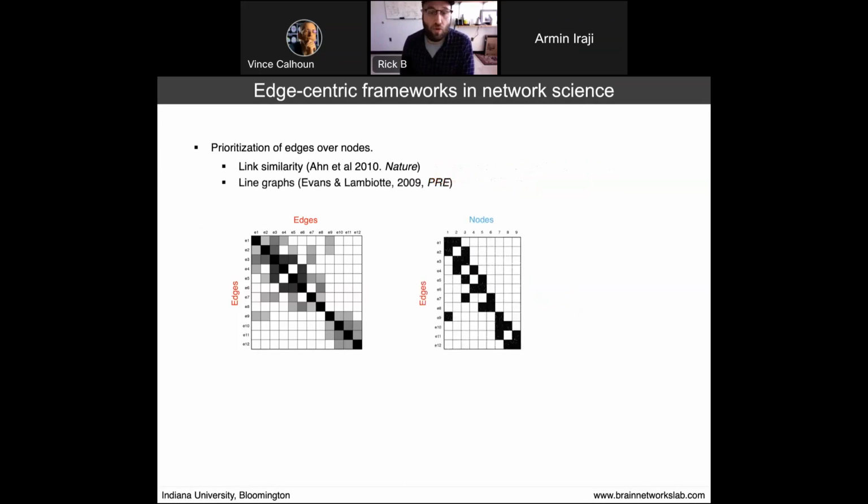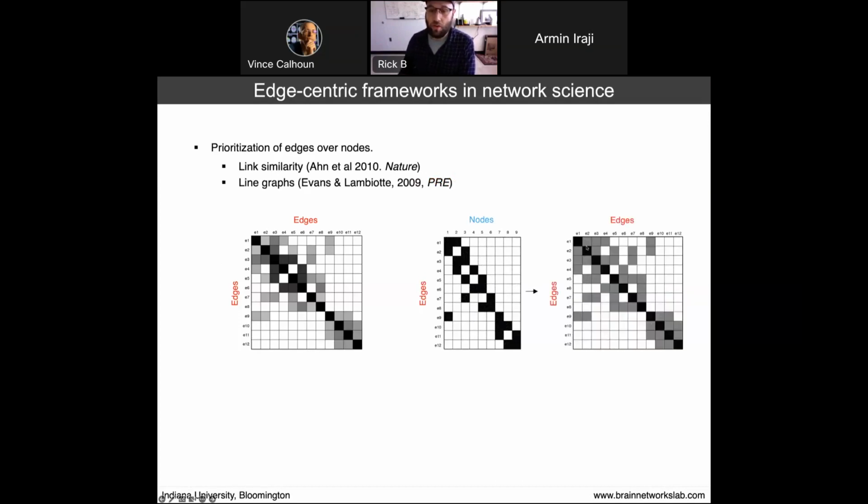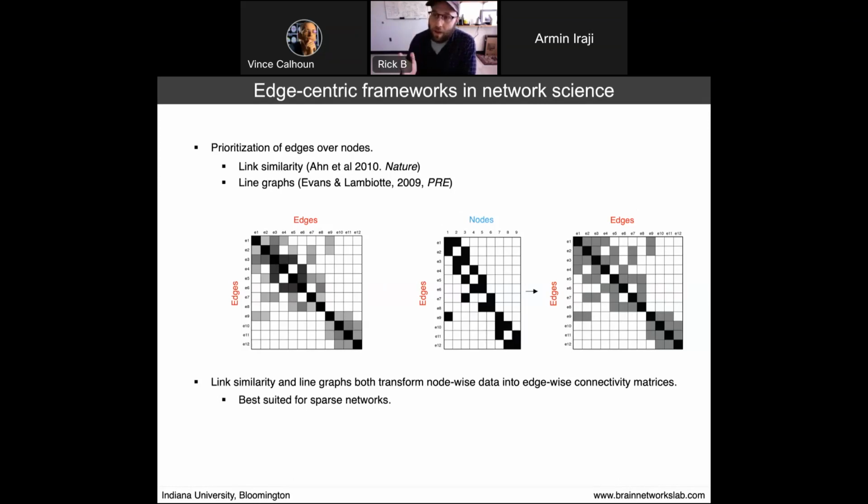And of course, there are other approaches, say the line graph approach, which first transforms a network into its incidence matrix, and then takes the outer product of the matrix with itself to generate another edge-edge network. You can see these are for the same network, and the link similarity and line graph approaches have some shared commonality. So these are two approaches. They both transform node-node networks into edge-edge networks, which is kind of nice, but there are some caveats.